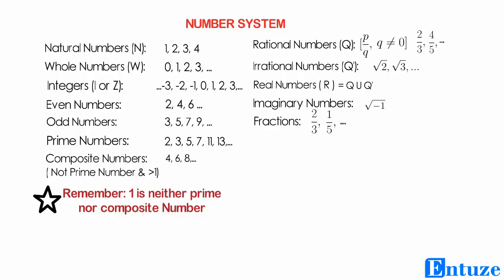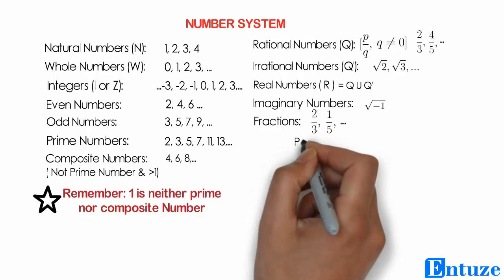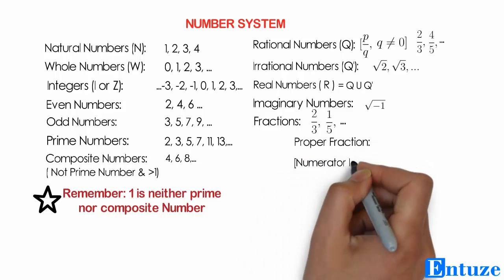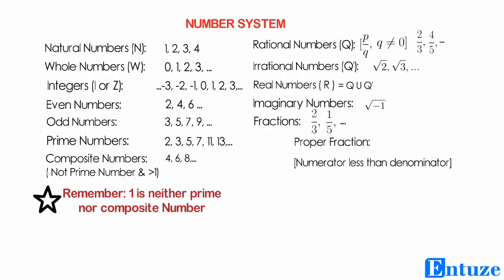We know that in a fraction, the first part is called the numerator and the second one, which is below the line, is called the denominator. In fractions also, we have different types. One is the proper fraction. A proper fraction is one in which the numerator is less than the denominator. So the example here is 2 by 3, in which 2 is less than 3. This type is called a proper fraction.